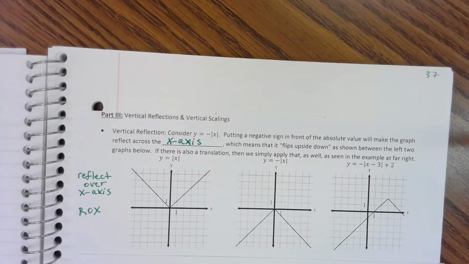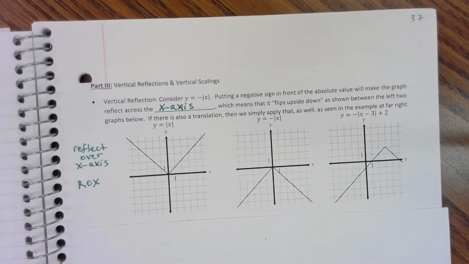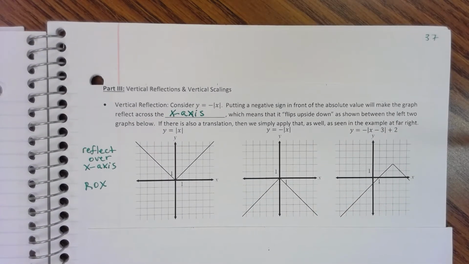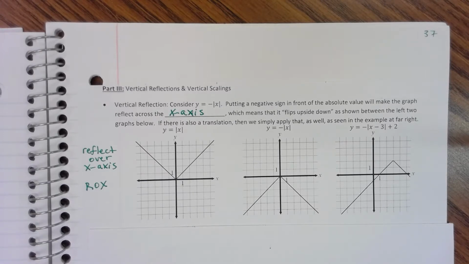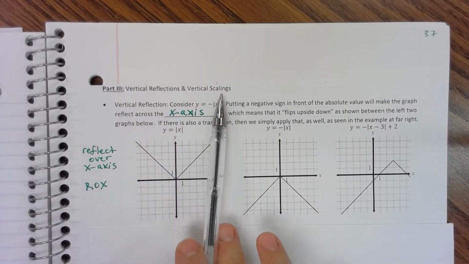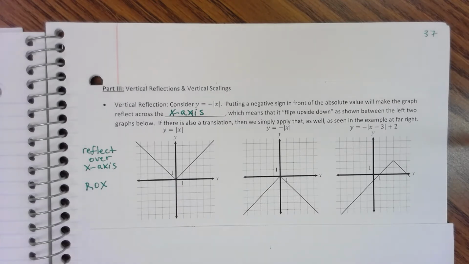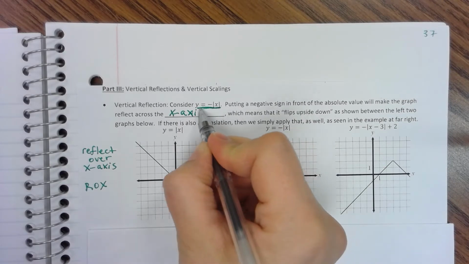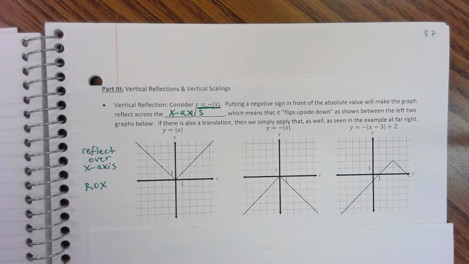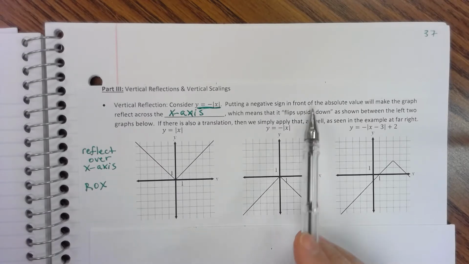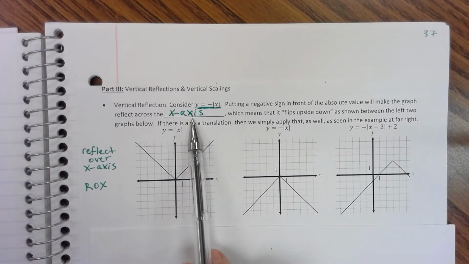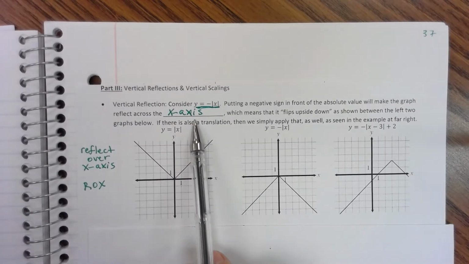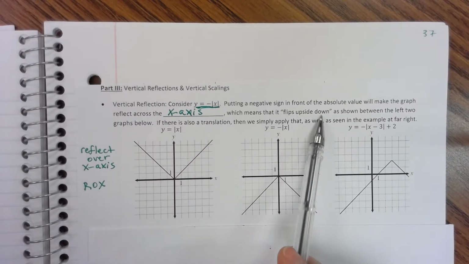Okay, I'm going to go ahead and continue with our notes. We're going to talk about not just vertical and horizontal transformations, but we're going to look at reflections and scales. So this is going to change the appearance of the graph and not just move it right, left, up, or down. So a vertical reflection changes the equation because now there's a negative sign out in front of the absolute value. So putting a negative sign in front will make a graph reflect across the x-axis.